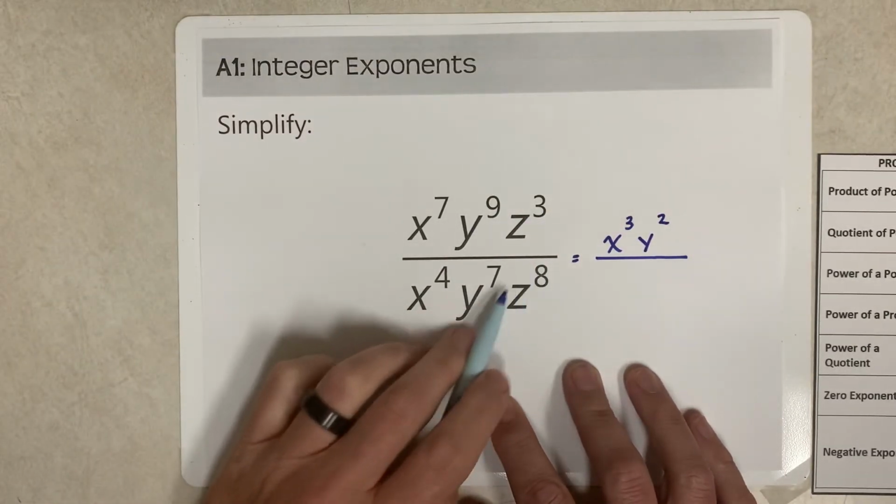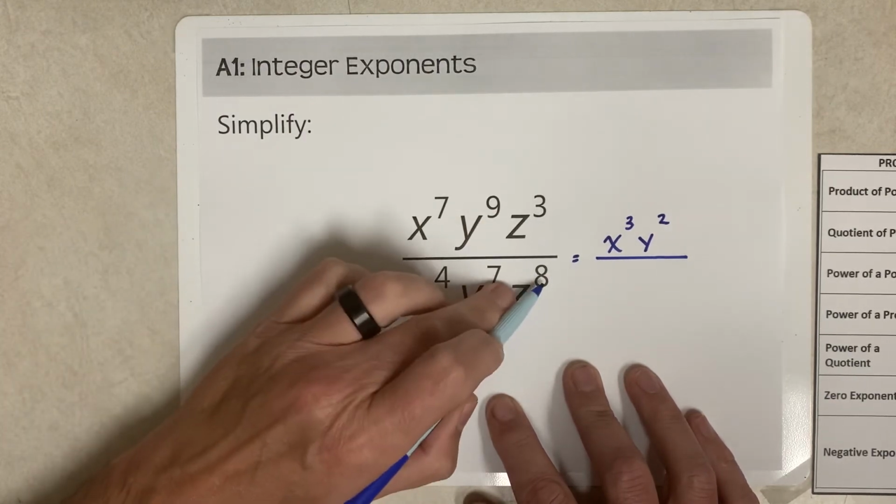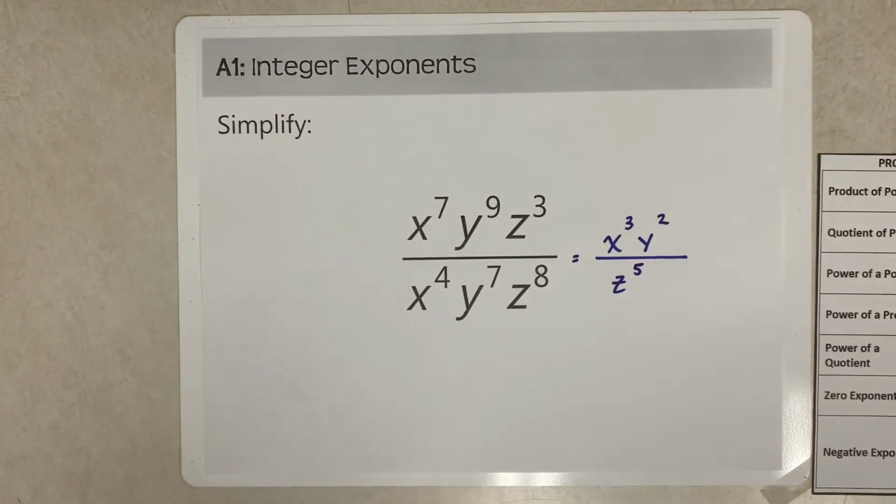I've got 8 z's down here. I've got 3 up here, which means these 3 are going to cancel with 3 of these and leave 5. And then that's it. That's your final answer for that one.